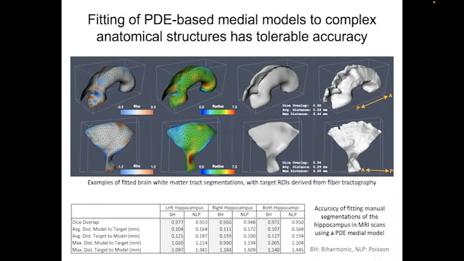The first thing we had to do is just fit these white matter structures, and this shows fairly complex geometrical objects being described by single surface PDE-based medial representations and achieving a pretty good fit. For example, I don't know why it says left hippocampus here. I guess I was patching together slides, but yeah, pretty good overlaps for these white matter structures.